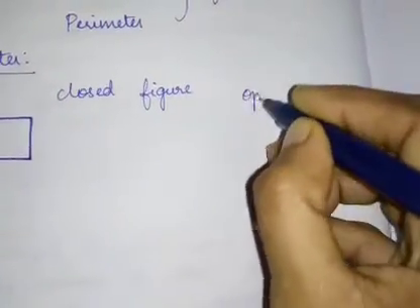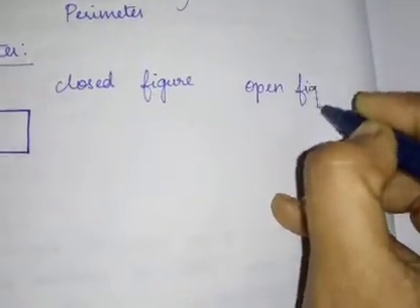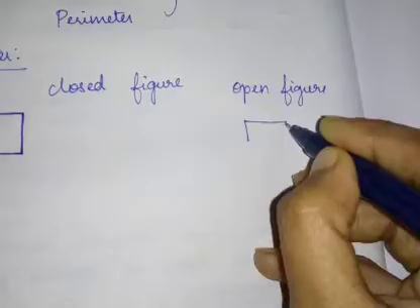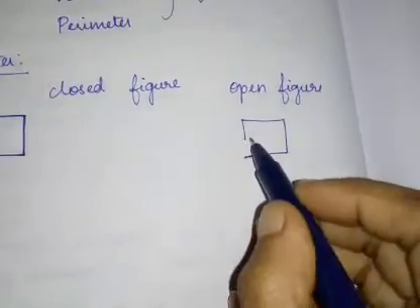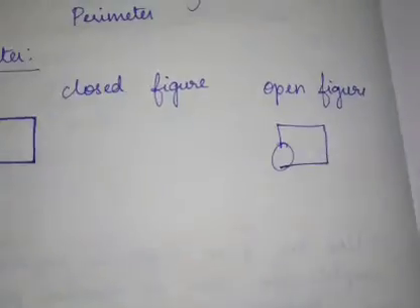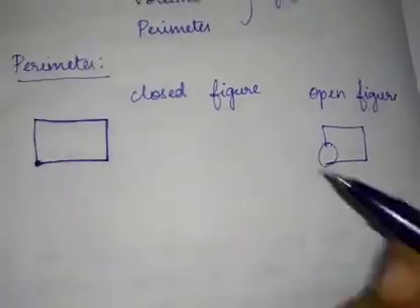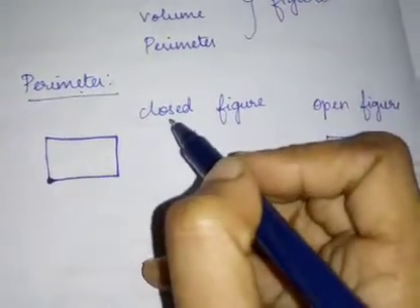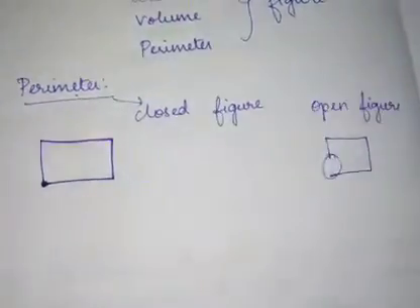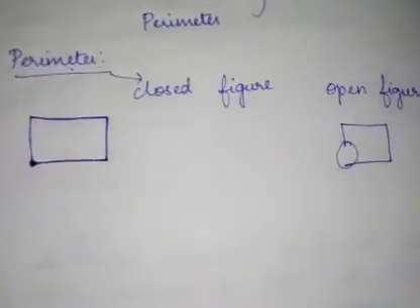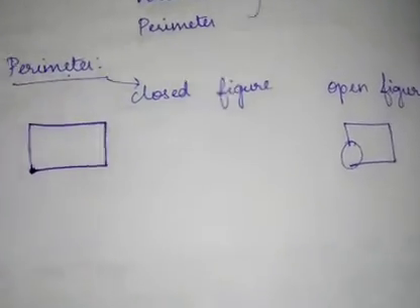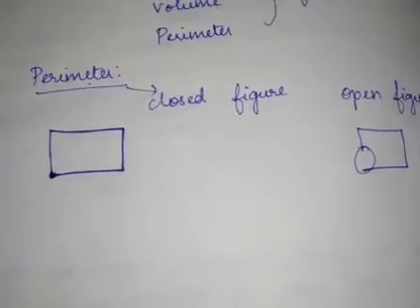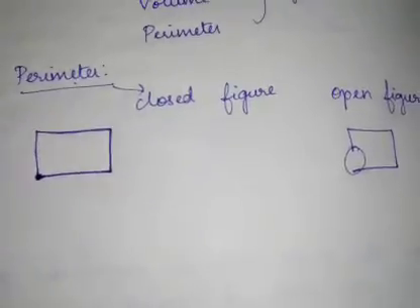So what is your open figure? This is your open figure, because here you have an opening. So that is your open figure. Perimeter is possible only for a closed figure. Keep it in your mind. Perimeter is possible only for a closed figure. Now what is the perimeter actually?